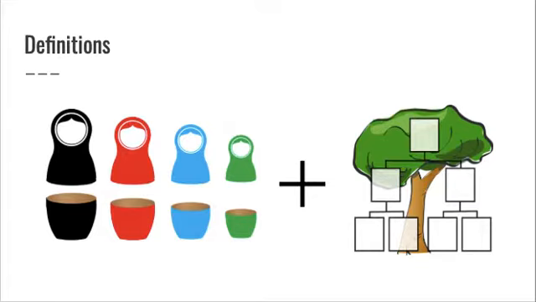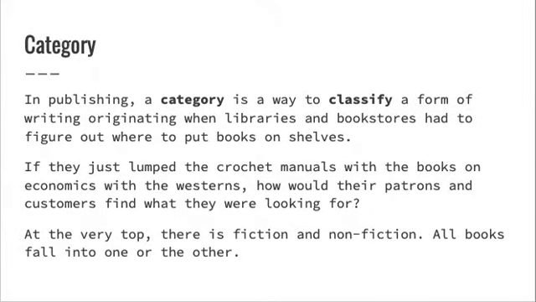Puzzling? Only a little. Please note, this is a different conversation than genre fiction and literary fiction. For our purposes, we're aiming to help you learn where to best place your book for visibility, particularly on the virtual bookshelves. Category. In publishing, a category is a way to classify a form of writing originating when libraries and bookstores had to figure out where to put books on shelves.